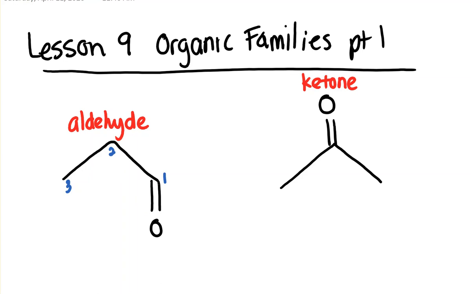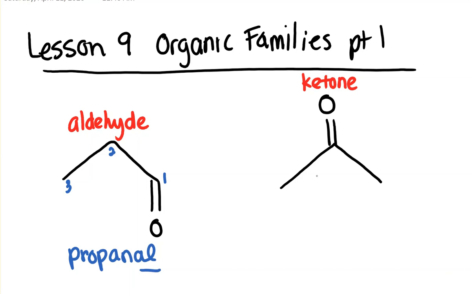But anyway, this is a 3 carbon, so it's prop. Now, the ending al tells you it's an aldehyde. And that's what we're going to see, that the endings will tell you which family.